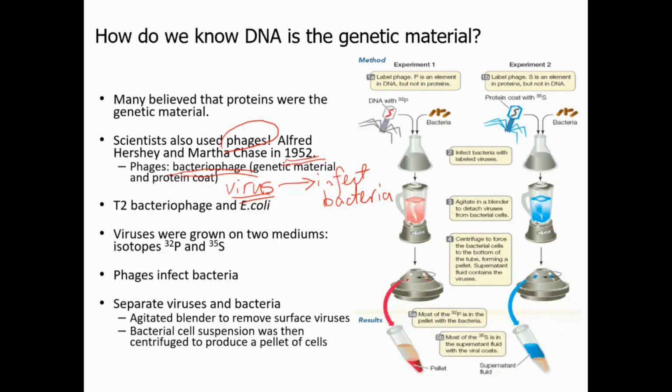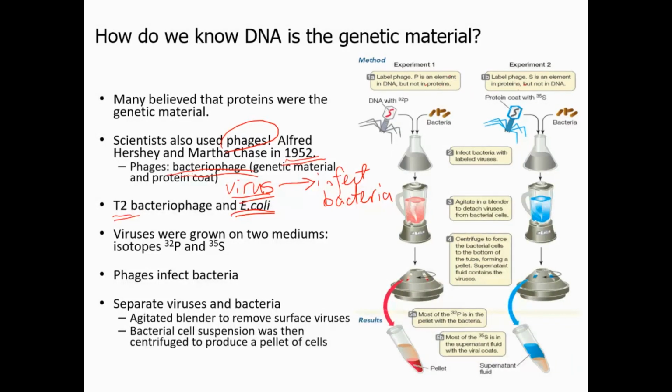So these two scientists use a specific type of phage called a T2 bacteriophage, and they purposefully let the T2 bacteriophage infect E. coli. Remember, E. coli is a type of bacteria? It can cause some symptoms in our digestive system. So this is their experiment. This is the layout. They did two experiments.